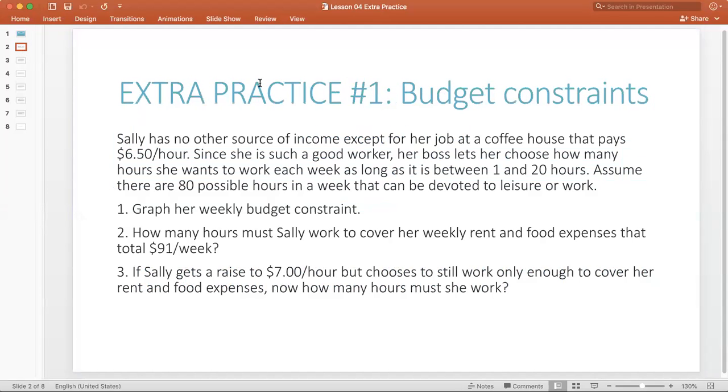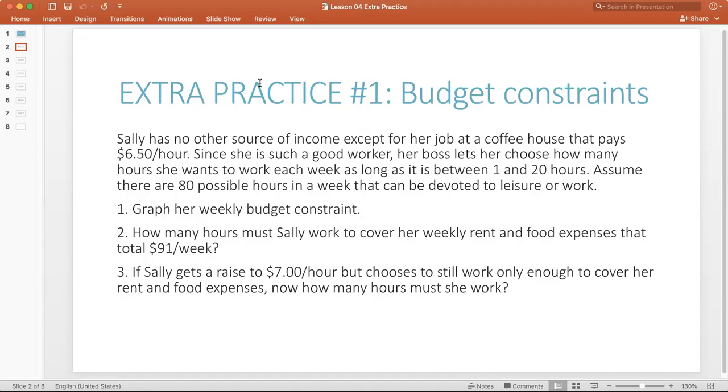So number one is about budget constraints. Sally has no other source of income except for her job at a coffee house that pays $6.50 an hour. Since she is such a good worker, her boss lets her choose how many hours she wants to work each week, as long as it is between 1 and 20 hours. Assume there are 80 possible hours in a week that can be devoted to leisure or work. So graph her weekly budget constraint.